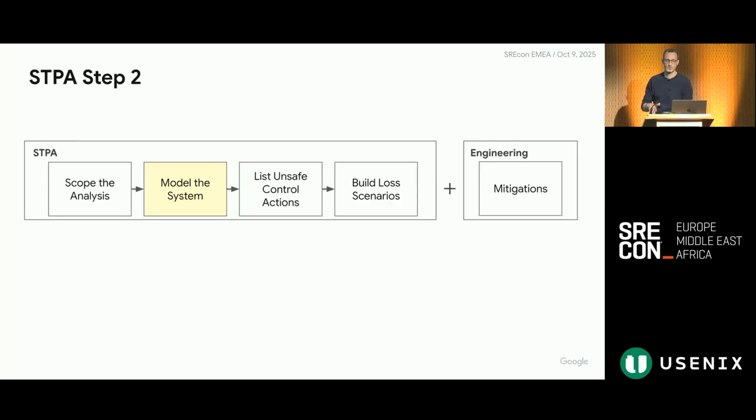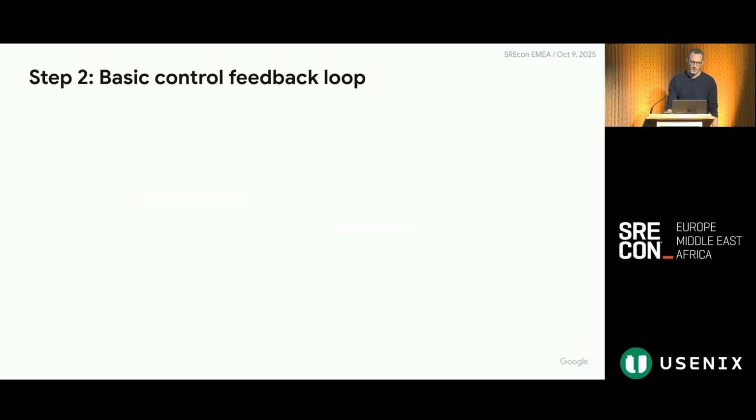Now let's move to step 2, which is about modeling our system. We do this by drawing a control structure, which is composed of control feedback loops.